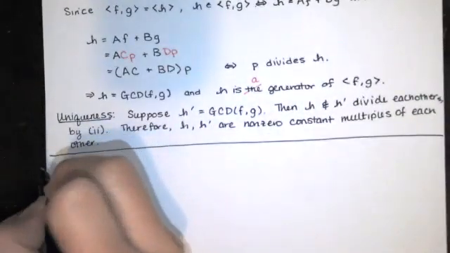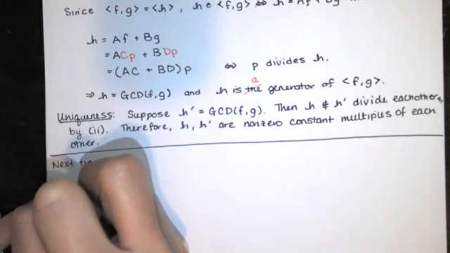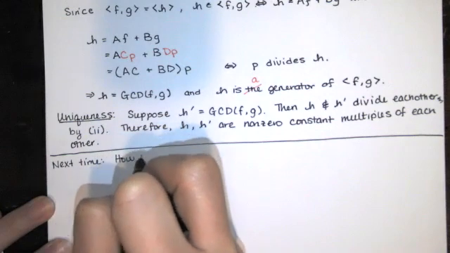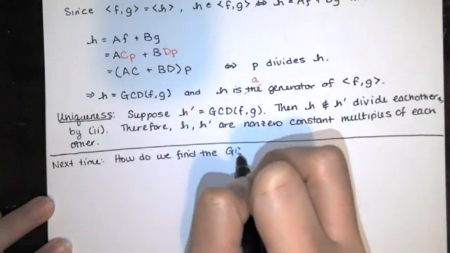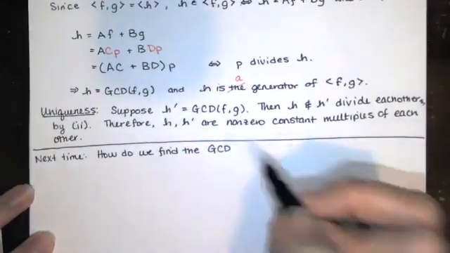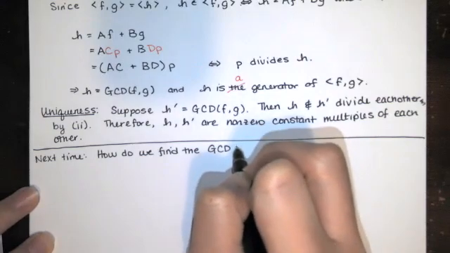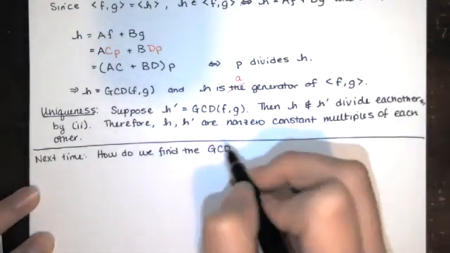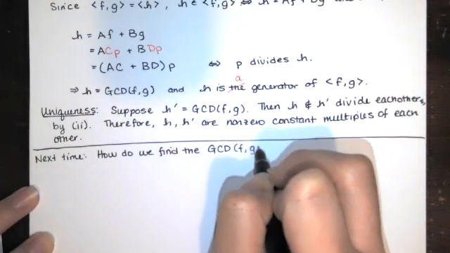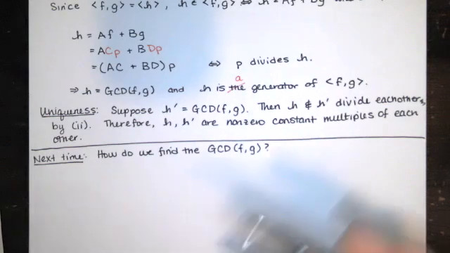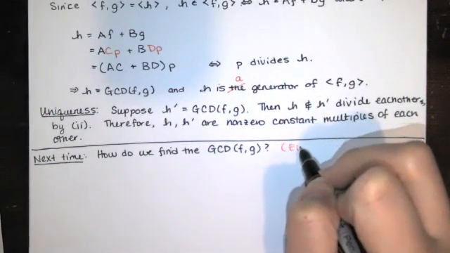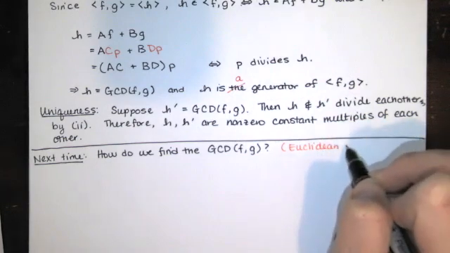Now, in the next video, we're actually going to talk about how we find the GCD. So what we have just shown is that it exists and it's unique up to multiplication by a constant. But we haven't actually given you a way to find it. I'm going to give it away a little bit. We're going to find the GCD using another algorithm, and this is called the Euclidean algorithm.